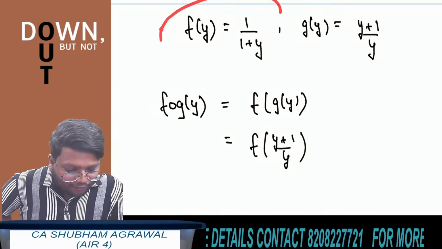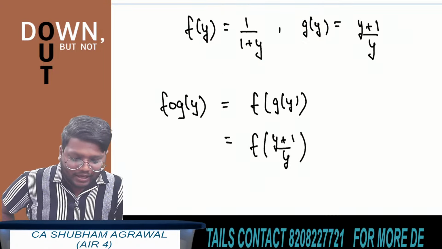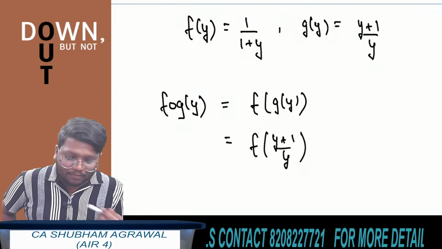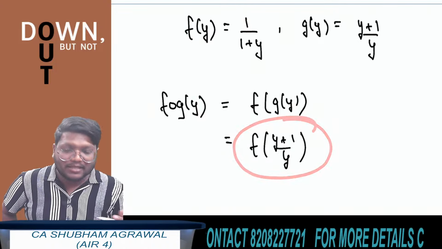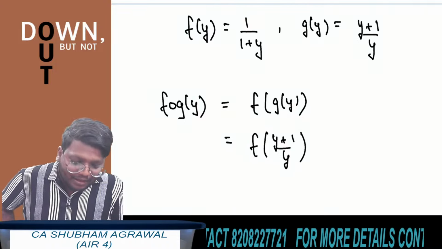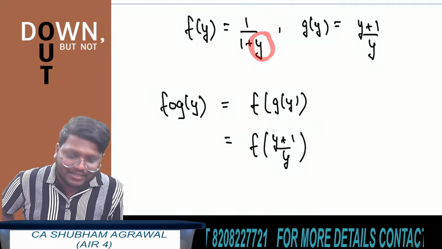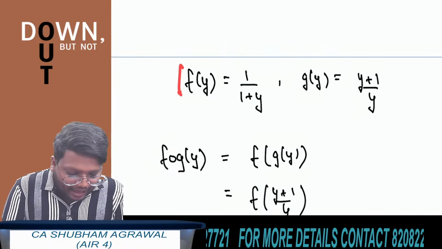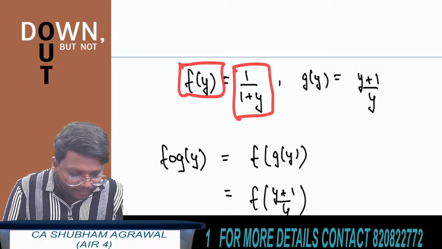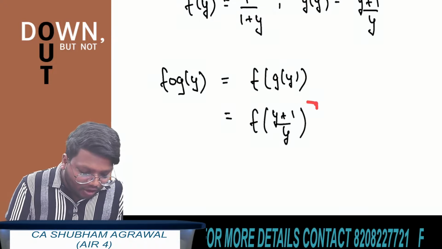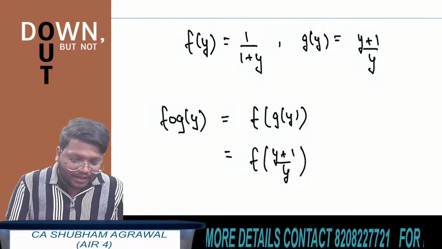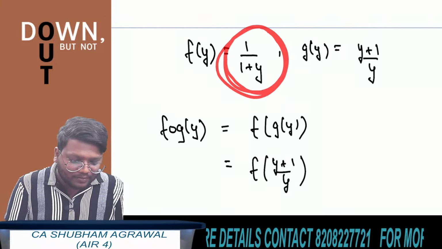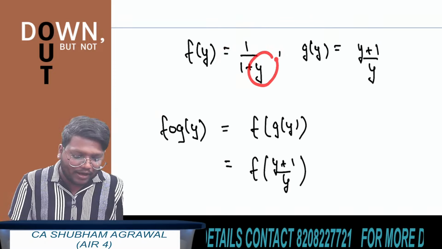We know that f of y is 1 upon 1 plus y. But what they have asked now is f of y plus 1 upon y. What we have to do is, wherever y is there, instead of y, write y plus 1 upon y. Now how to find the value of f of y plus 1 upon y? In this expression, wherever y is there, instead of y, what do we have to write now?